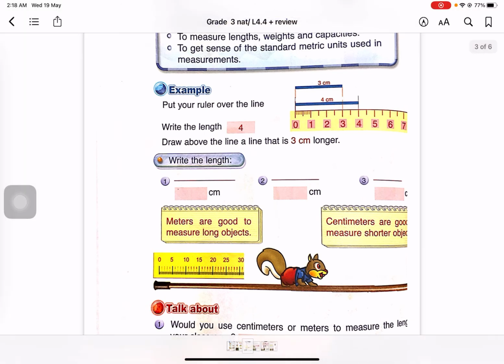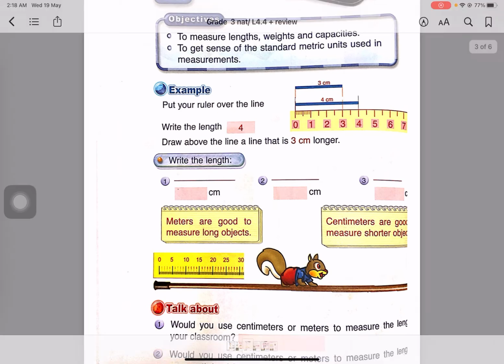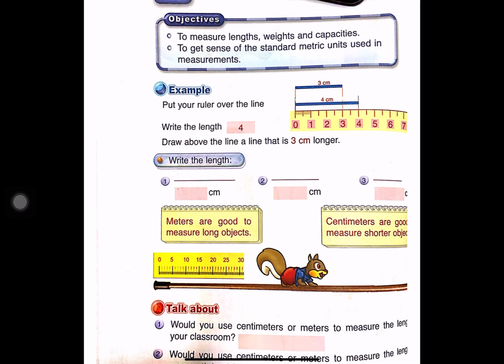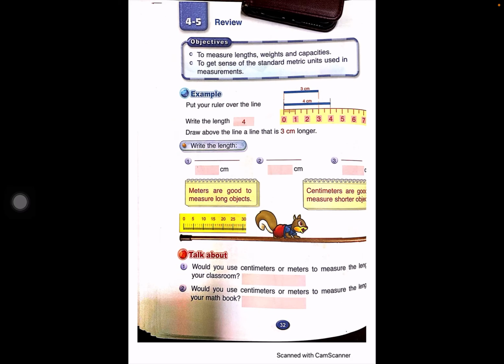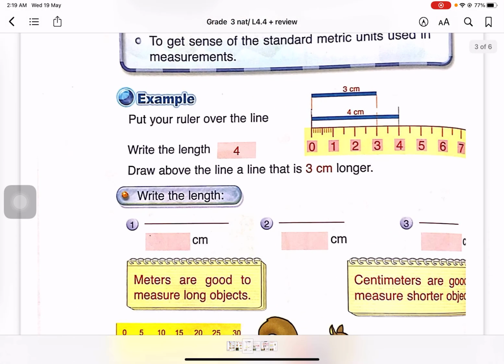Now, we are going to do a little bit of review. Here is the review now, to measure length, weight, and capacity. Today our review is going to measure length, weight, and capacity to get a sense of the standard metric units used in measurement.